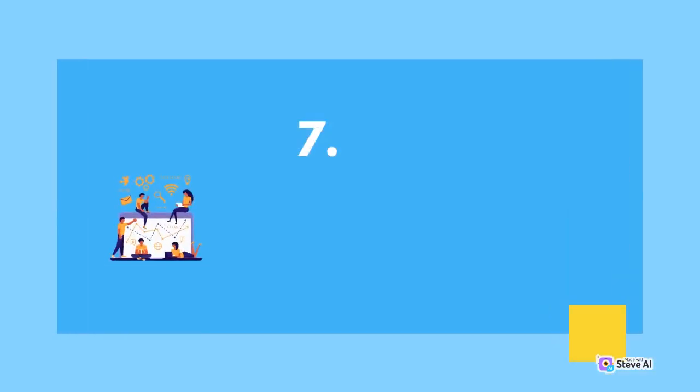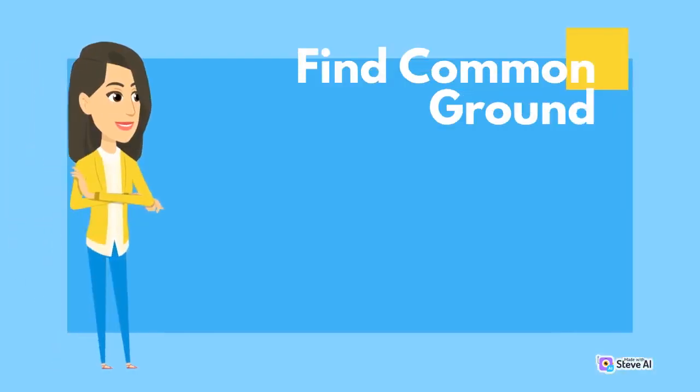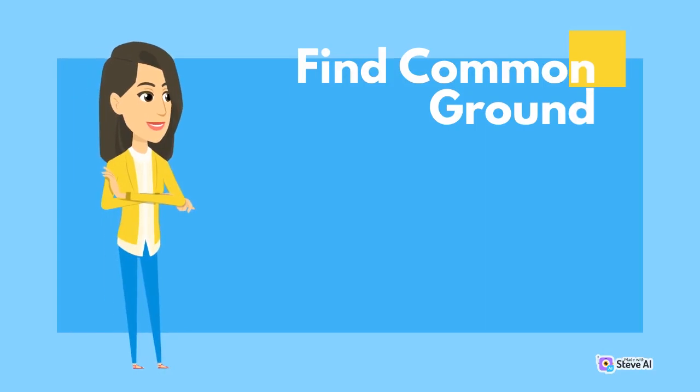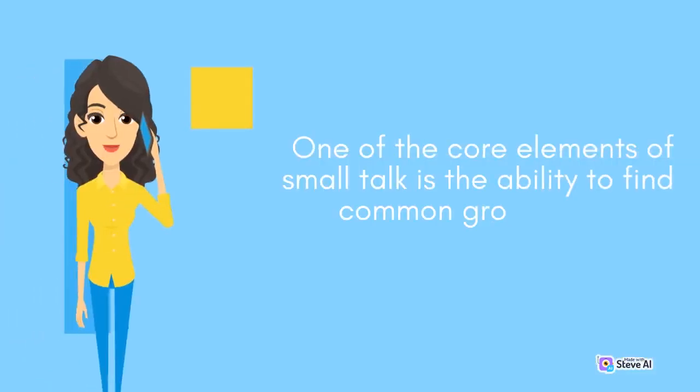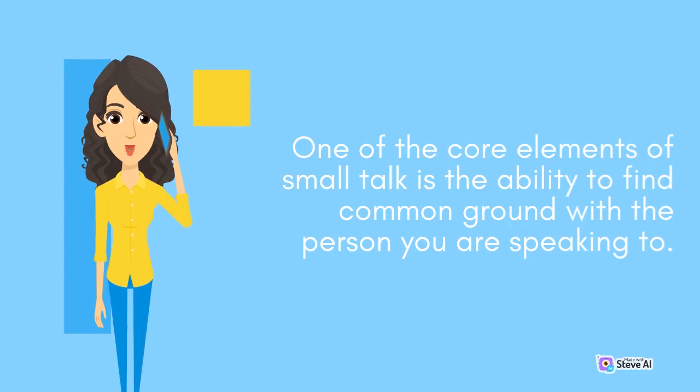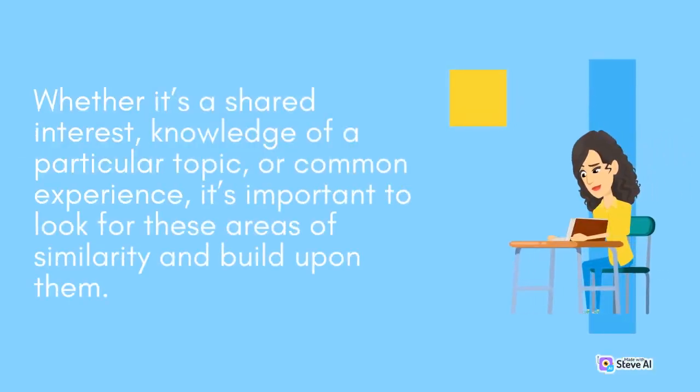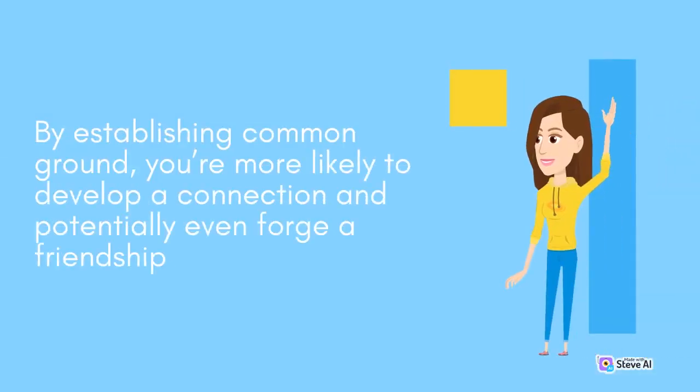7. Find common ground. One of the core elements of small talk is the ability to find common ground with the person you are speaking to. Whether it's a shared interest, knowledge of a particular topic, or common experience, it's important to look for these areas of similarity and build upon them. By establishing common ground, you're more likely to develop a connection and potentially even forge a friendship.